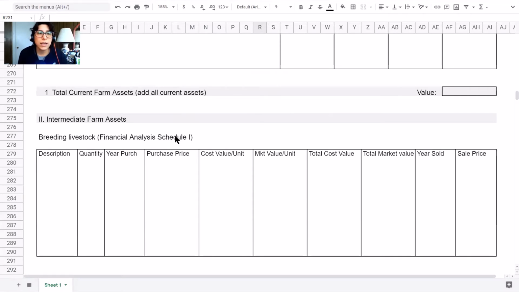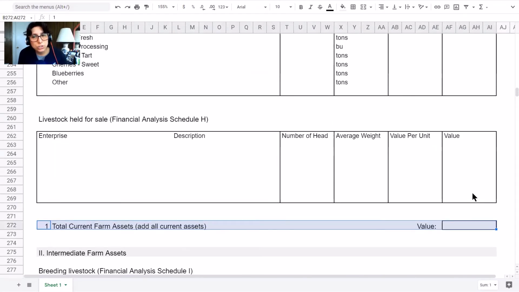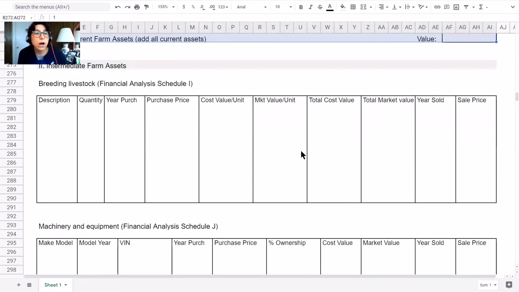Okay, actually, yeah, here we are adding your total current farm assets. There's a space just to add all of that. And then you go on to intermediate farm assets.